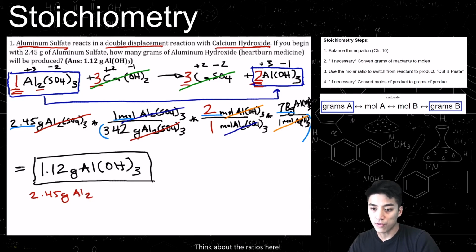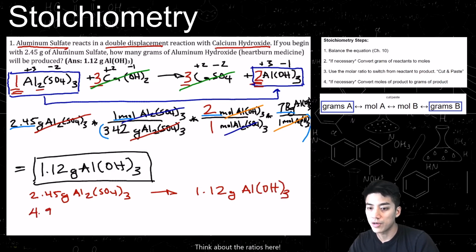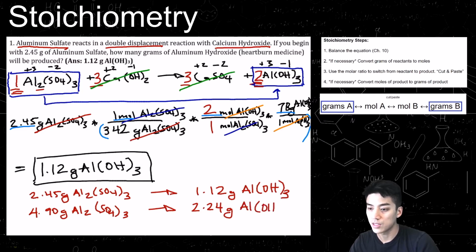So once again, if 2.45 grams of aluminum sulfate is able to produce 1.12 grams of aluminum hydroxide, I want you to think about this. What if I doubled the starting amount of reactant? So now I have 4.9 grams of aluminum sulfate. I should be able to produce twice the amount of the products. So it should be 2.24 grams of aluminum hydroxide. So again, that's stoichiometry, and this applies to pretty much anything that's out there, like cooking, baking. If you double the starting amount of your ingredients, you should have twice the amount of food or cake or any type of entree or meal that you're cooking for yourself.